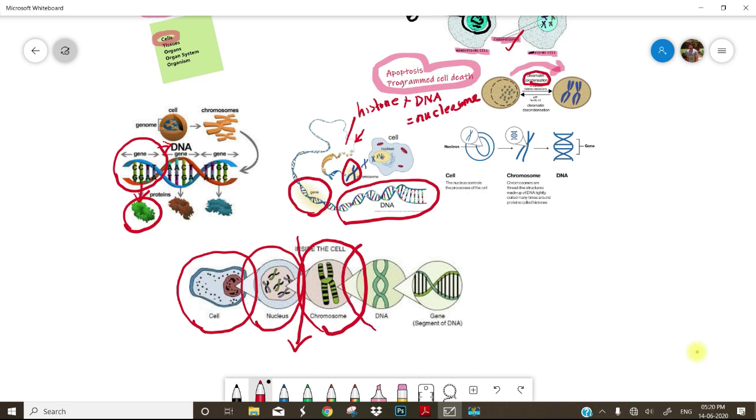And then we learned about the DNA. DNA is a double helical molecule carrying genetic instructions. And then finally, the gene. A gene is a segment of DNA, or a small section of DNA, that codes for proteins, and they are the working subunits of DNA.